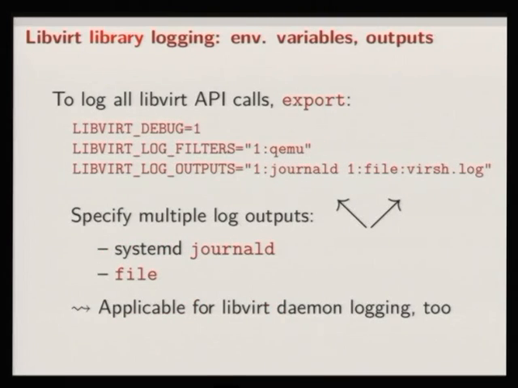That's for daemon logging. You could also examine what kinds of public API calls libvirt is issuing by setting some environment variables on the command line. You could see a few environment variables listed there. You could redirect the output either to a specific log file or to the systemd journal. Either of them would be fine, or you could set both as well. And this applies also for the libvirt daemon.